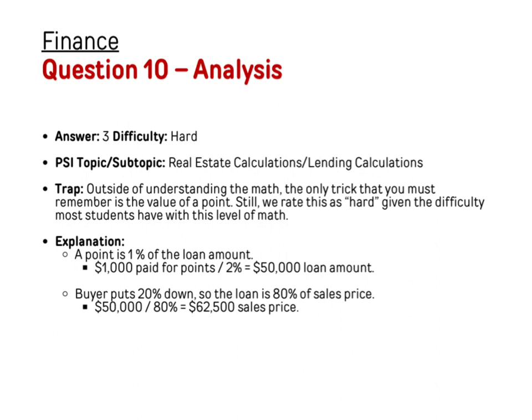Finance question 10 analysis. Answer: 3. Difficulty: hard. PSI topic subtopic: real estate calculations, lending calculations. Trap: outside of understanding the math, the only trick you must remember is the value of a point. Still, we rate this as hard, given the difficulty most students have with this level of math. Explanation: a point is 1% of the loan amount. $1,000 paid for points, 2% = $50,000 loan amount. The buyer puts 20% down, so the loan is 80% of the sales price. $50,000 / 80% = $62,500 sales price.